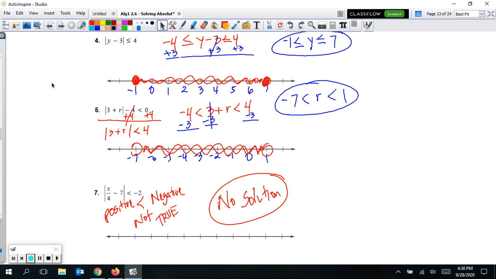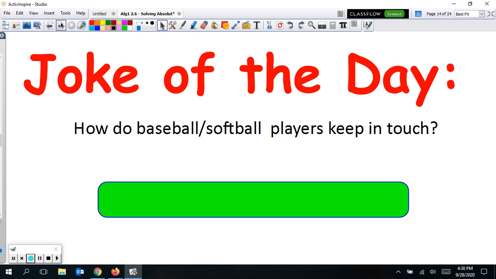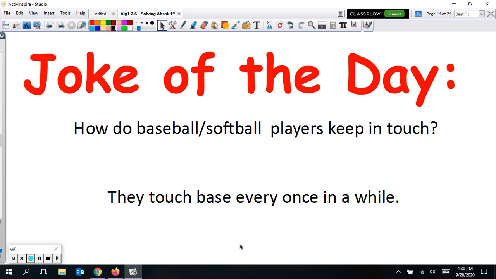All right, let's move on now. We're going to look at our joke of the day. So how do baseball or softball players keep in touch? You're thinking maybe Facebook, cell phones. How do they keep in touch? Well, they touch base every once in a while. Touch base. That's a baseball joke because of all the bases on the diamonds.